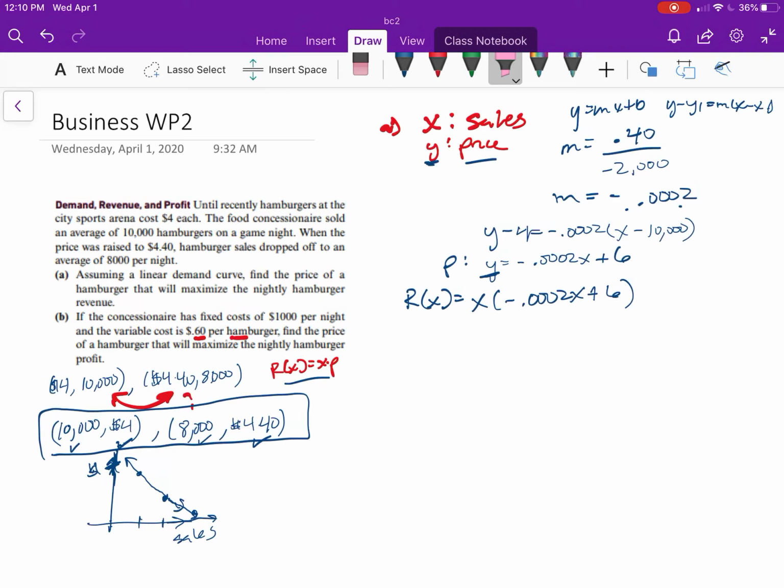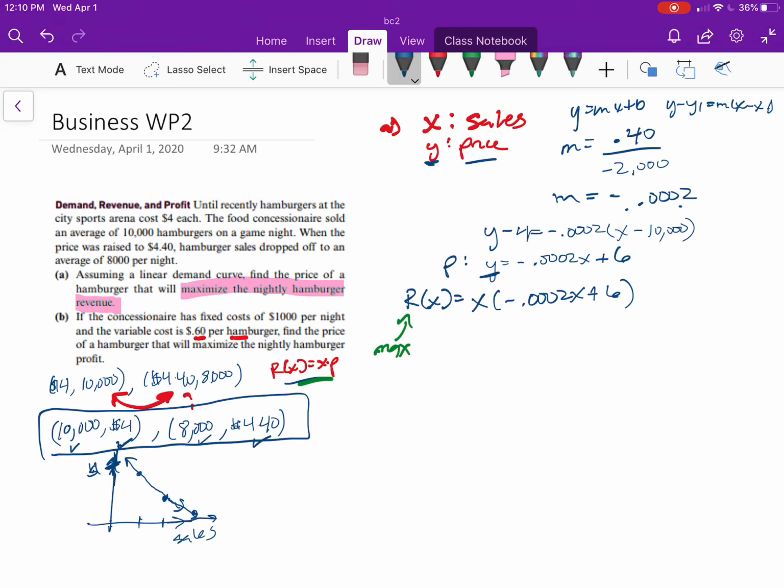Now, really quick, we've done quite a bit, and I'm jumping around a bit. Why am I doing that? Because reading it again, find the price of a hamburger that will maximize the nightly hamburger revenue. So I'm trying to maximize revenue, right? That's what I want to max. And revenue is x times p.